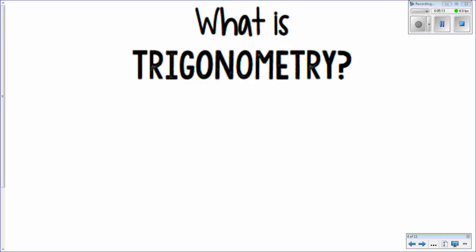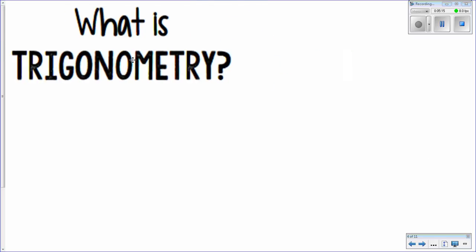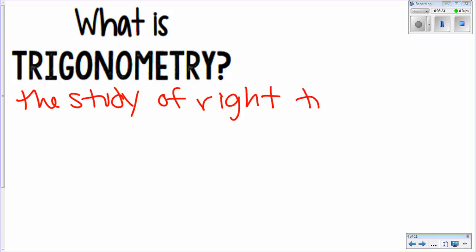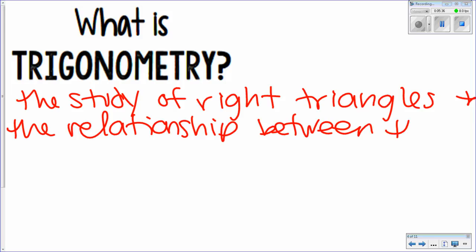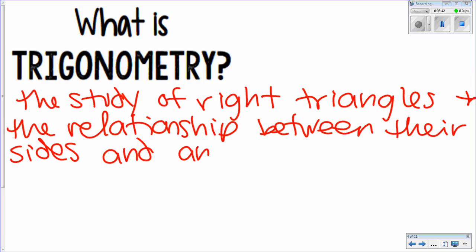First thing we're going to talk about, because you've never done this before, is what is trig? Trig is the study of right triangles and the relationship between their sides and angles.